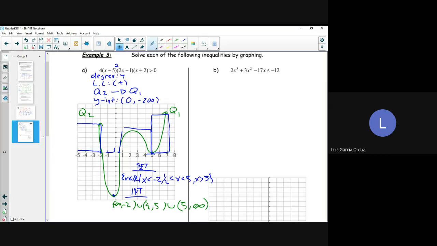So as you can see, there's multiple ways to figure this out. You can either graph it, or factor it and use synthetic division and the sign chart.